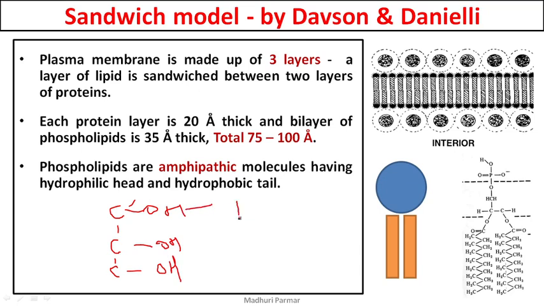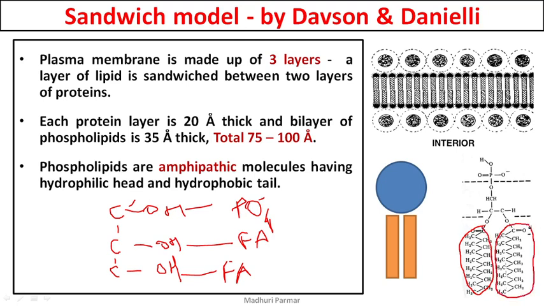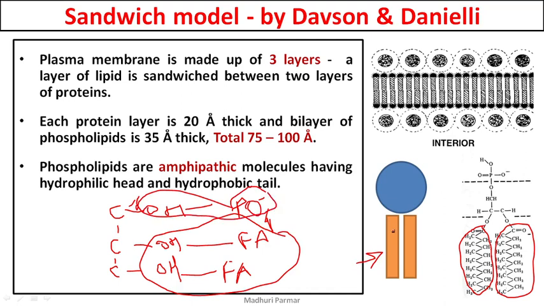With one OH group, there will be a phosphate group, PO4 minus or 2 minus. And with the other two, there will be fatty acid chains, which are nothing but hydrocarbons. If you see very clearly, this is one fatty acid chain and this is the second fatty acid chain. These fatty acid chains form your two hydrophobic tails, and the phosphate as well as this structure forms the hydrophilic head, which is this.